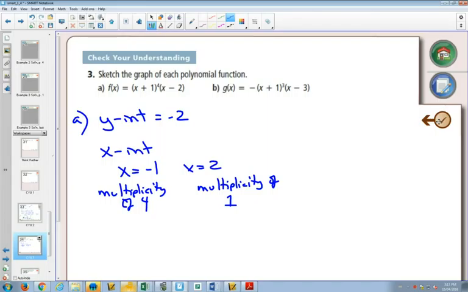So as far as what this graph looks like, well, we'll draw our x-intercept at -1 and an x-intercept at 2. We know it has a y-intercept at -2. And now we have to say, what kind of graph is this, so that we can talk about its end behavior?